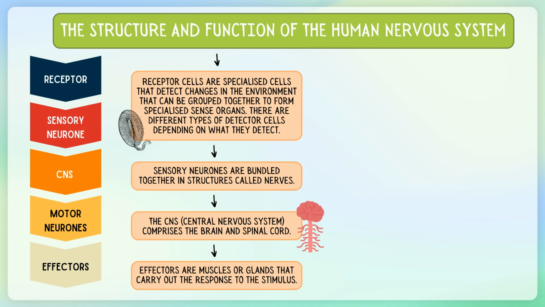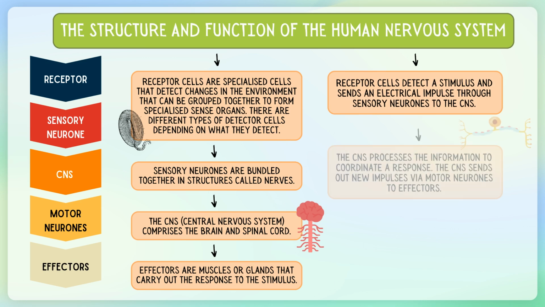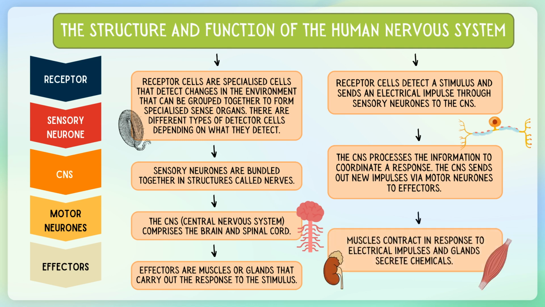The sequence begins at receptors, which detect changes in the environment, stimuli. The sensory neurons then transmit this information to the CNS where it is processed. Finally, motor neurons carry the instructions from the CNS to effectors, which generate a response, such as muscle contraction or hormone release. This understanding of the nervous system's structure-function relationship is fundamental for grasping how our bodies respond to our environment efficiently.